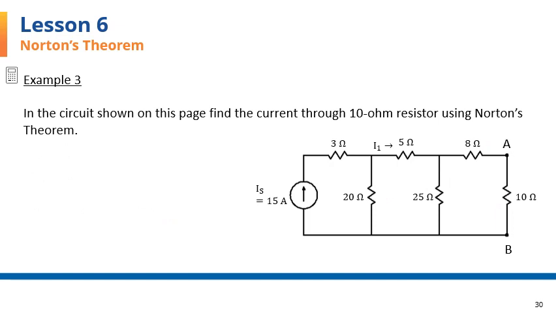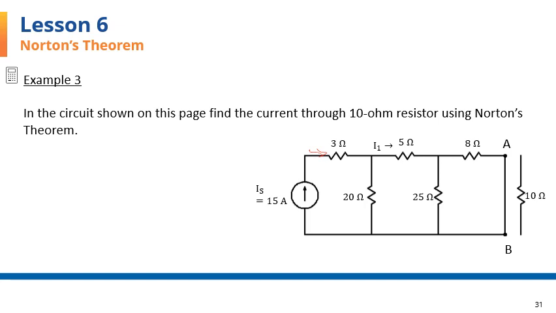The circuit in this example contains a current source of 15 amps instead of the voltage source of the previous example. The rest of the circuit is the same. Once again, let's remove the 10 ohm resistor from the circuit and short the terminals A to B. 15 amps is flowing in the 3 ohm resistor here. We can find the current through the 5 ohm resistor with use of current divider again.